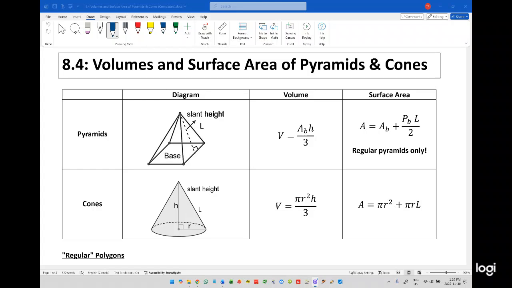And welcome back to our last lesson on geometry. In this lesson, we're going to be taking a look at the volume and surface area of pyramids and cones.